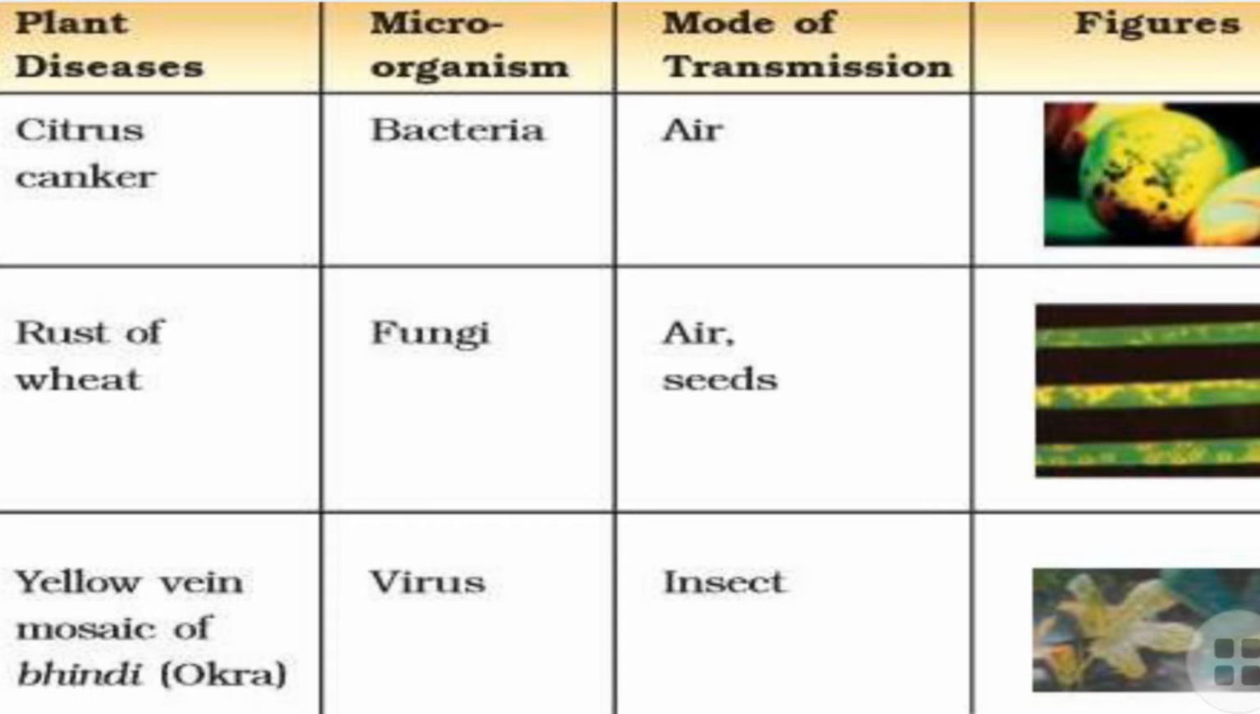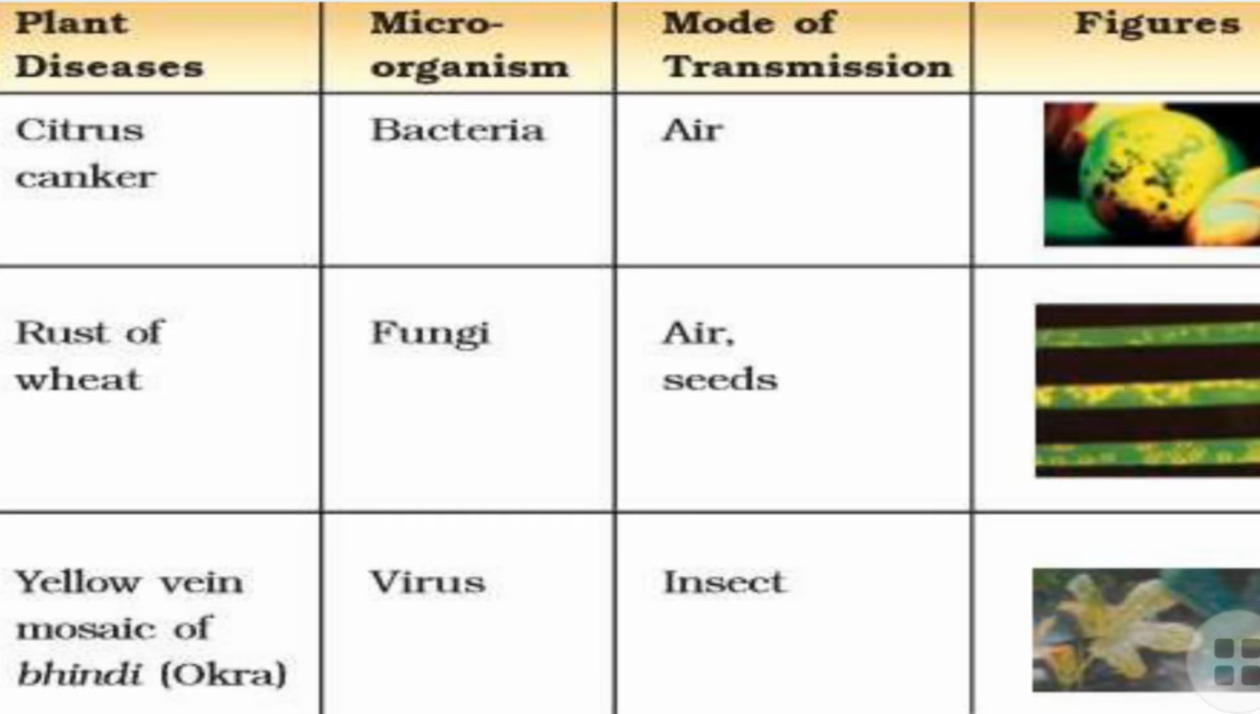Another disease is rust of wheat, and it is caused by fungi, and the mode of transmission is air and seeds. So here wheat gets infected, grains of wheat, they get infected.